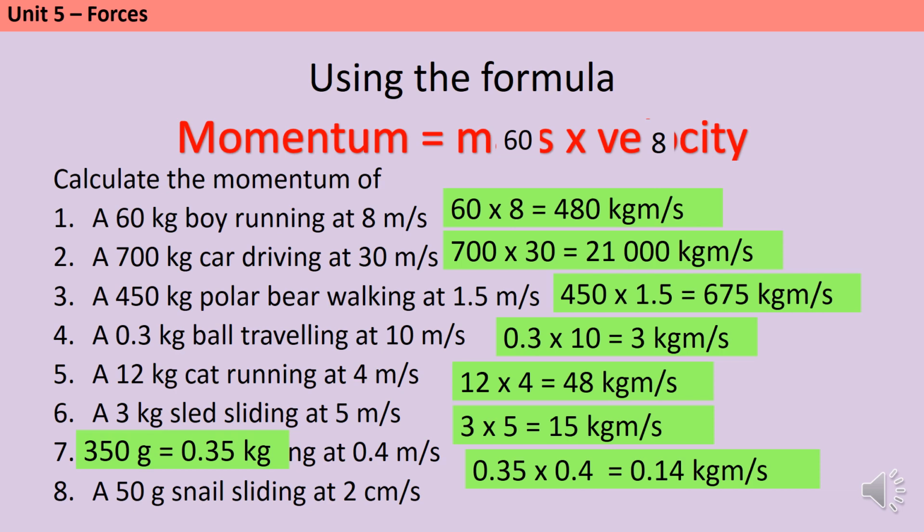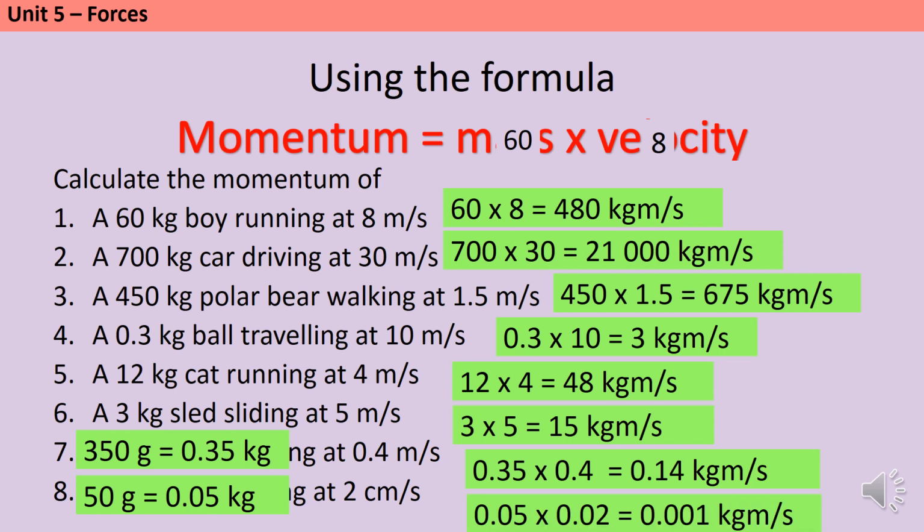And then my 50 gram snail, again, I need to convert that to kilograms first by dividing by 1,000. And then also its velocity has been expressed in centimeters per second. So there are 100 centimeters in a meter, and therefore I need to divide this answer by 100 before I can do my calculation. So I get 0.05 times 0.02 gives me 0.001 kilogram meters per second.